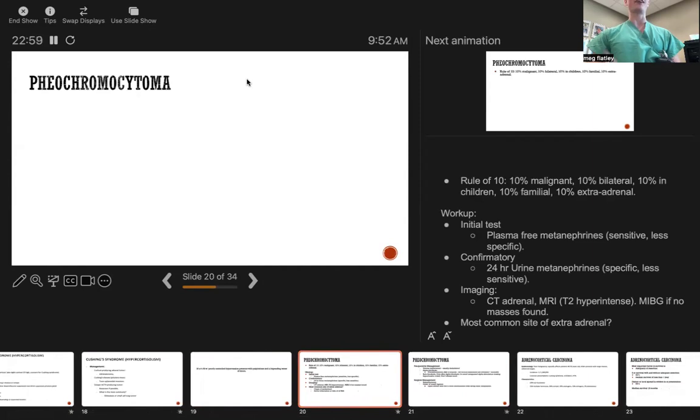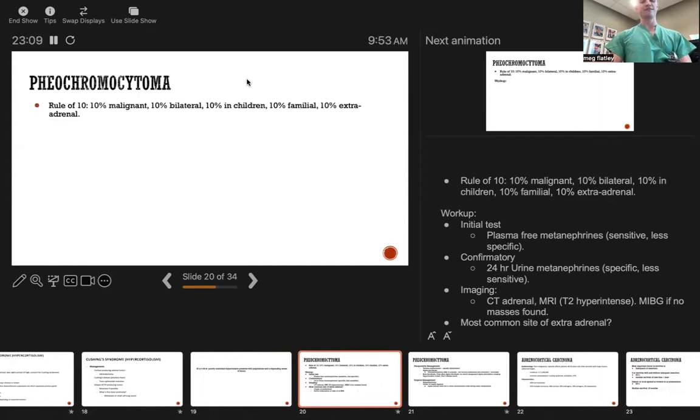So 10% are bilateral, and children, yes. 10% are, yeah, and 10% are, great. You guys, I didn't know any of this stuff before I made this lecture. So the initial test for a pheochromocytoma, great. And then your confirmation test?